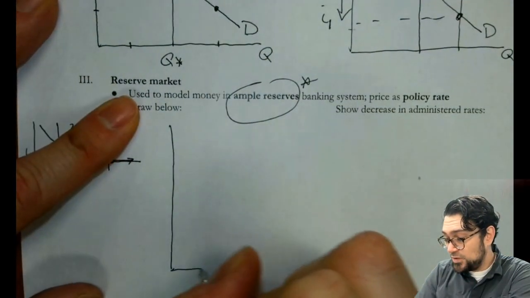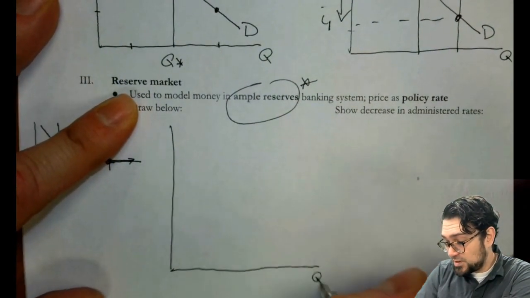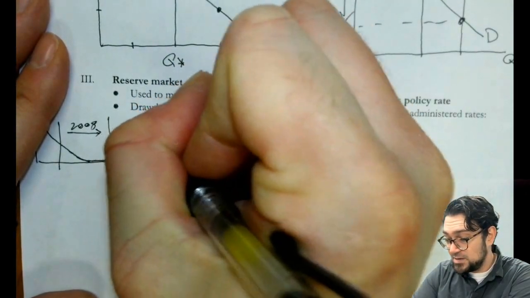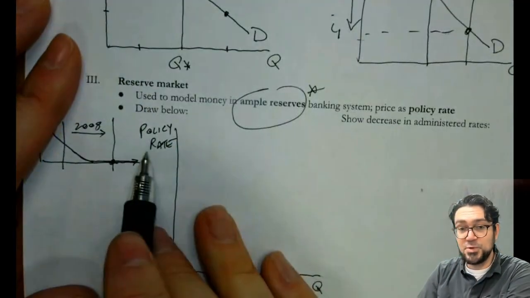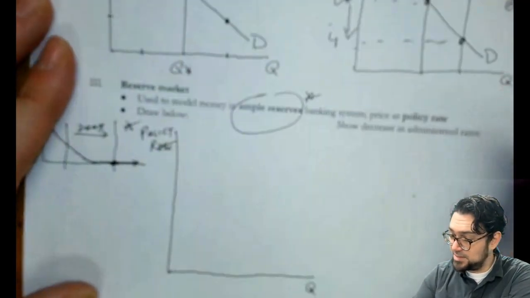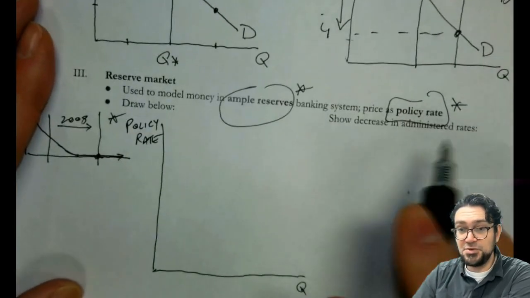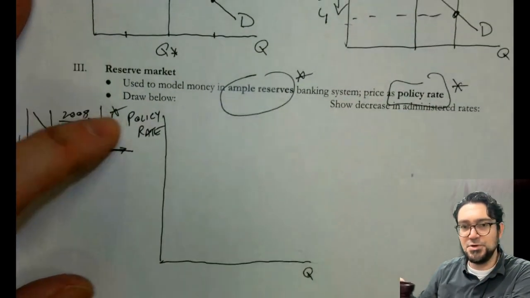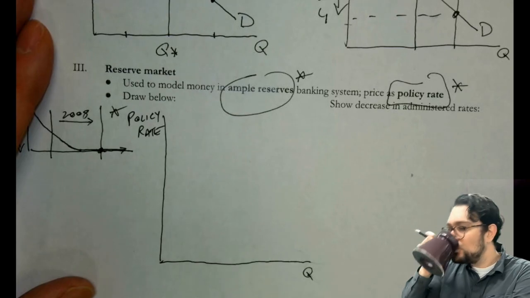Now, the first thing we're going to do is just draw the axes. I'm going to note here that the axis is labeled policy rate. We really do want to make sure that we are labeling it with policy rate. That's because the College Board is not going to allow us to use just interest rate on that one.